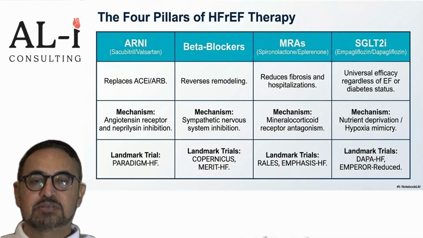Second are the beta blockers, which blunt sympathetic activation and promote reverse remodeling. Third are mineralocorticoid receptor antagonists, which reduce fibrosis and heart failure hospitalization. Fourth are SGLT2 inhibitors, which have broad efficacy regardless of diabetes status. They should be introduced early and moved toward target doses as tolerated. When used together, they produce additive benefit.